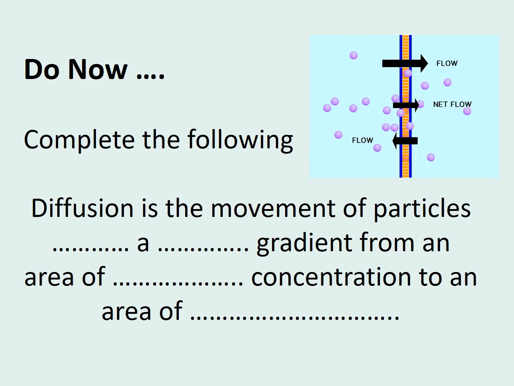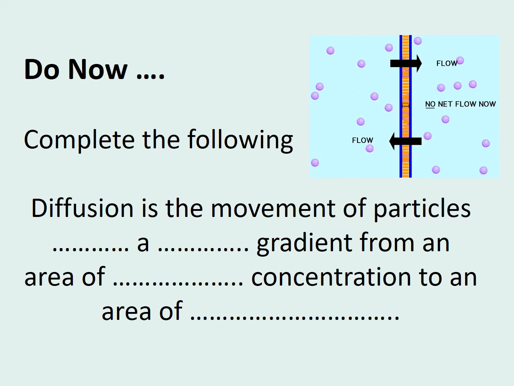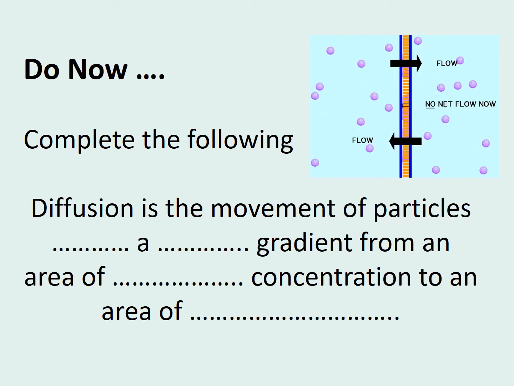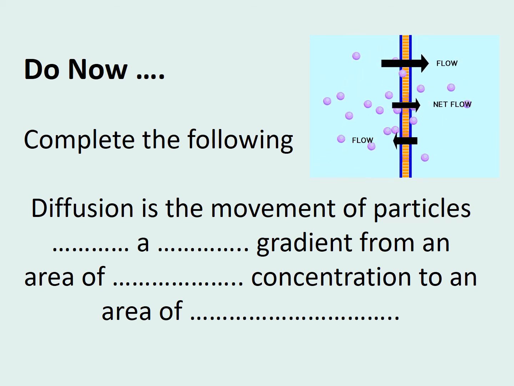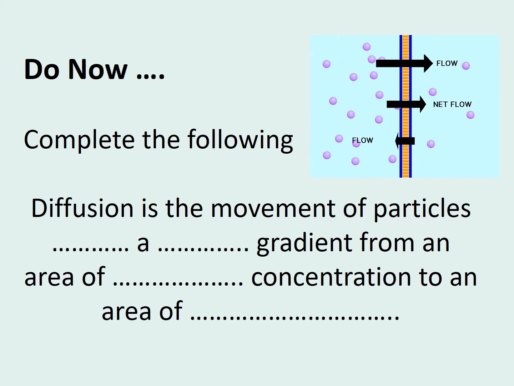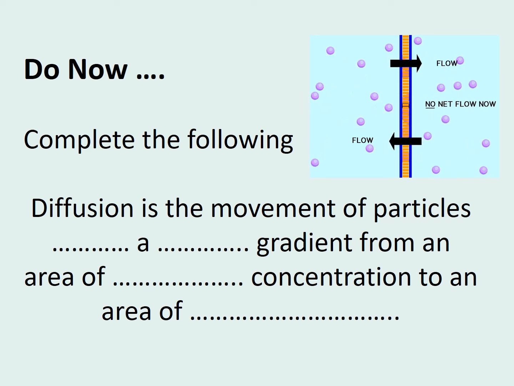So, quick question, you don't need to write this down, but can you work out what the blanks would be? Diffusion is the movement of particles blank, a blank gradient from an area of blank concentration to an area of blank. Have a go at working those out. You may want to pause the video.